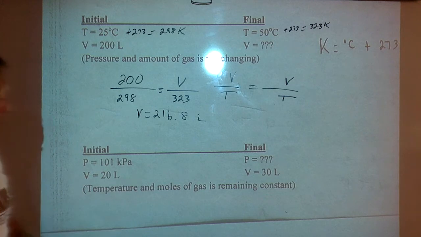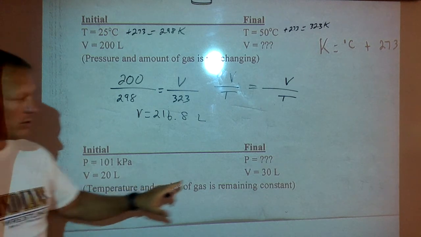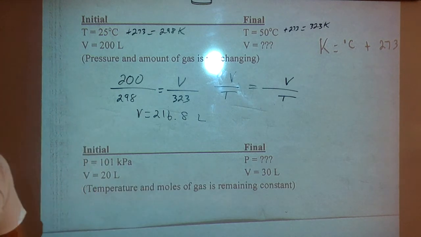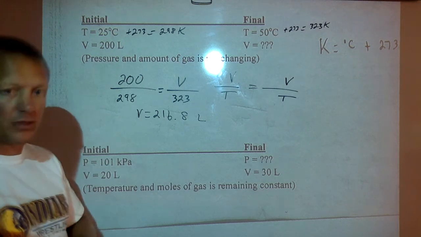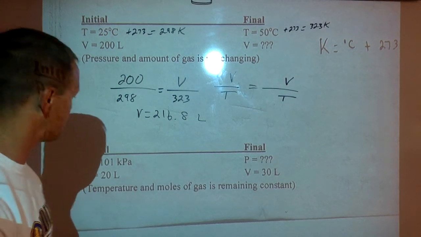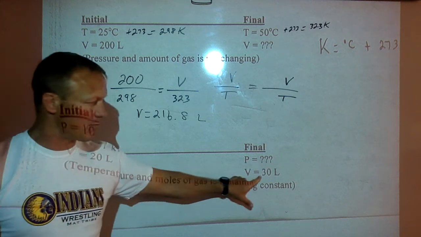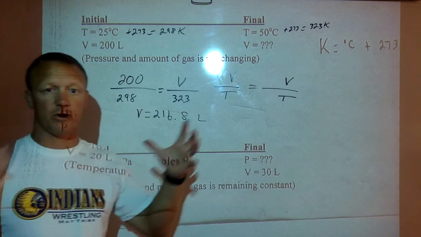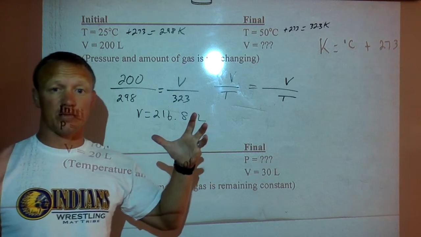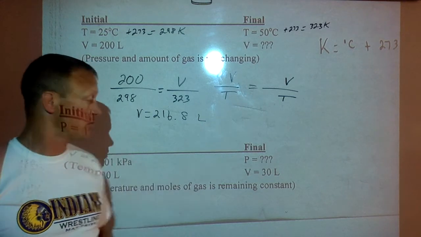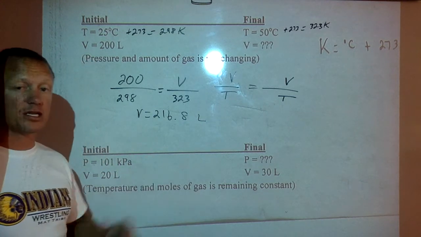Next problem down here, notice we have pressure and volume. Let's think about what's going to happen here. Temperature and amount of gas are not changing. Notice the volume of the gas is getting bigger. The gas is spreading out. That means there must be less pressure on the gas, allowing it to spread out. So our pressure should go down. Remember, this is an inverse proportion.